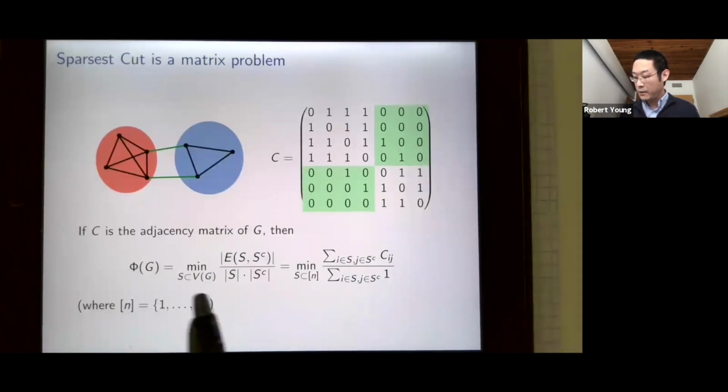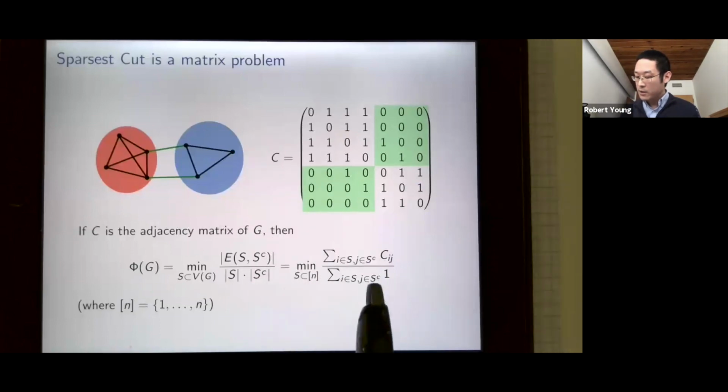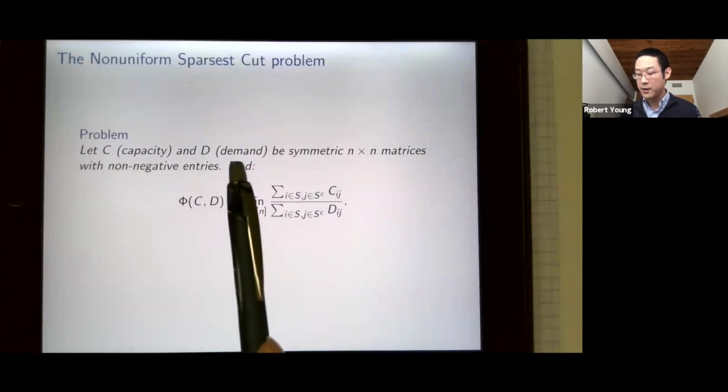So the sparsity of S is equal to the sum over i in S, j not in S of Cij, divided by the sum over i in S, j not in S of 1. And the advantage of stating this problem as a matrix problem rather than a graph problem is that we can generalize it. We don't have to use an adjacency matrix for this matrix here. We don't have to use the all ones matrix in the denominator here. We can replace those with 2 arbitrary matrices. Typically, these are called C and D for capacity and demand.